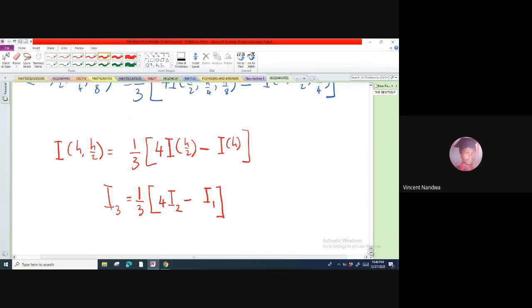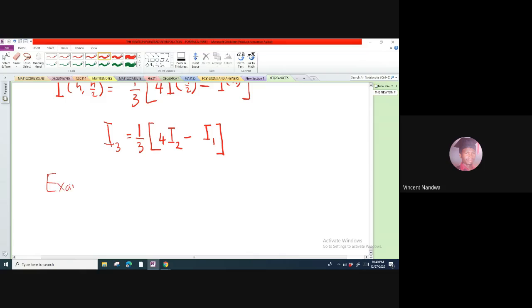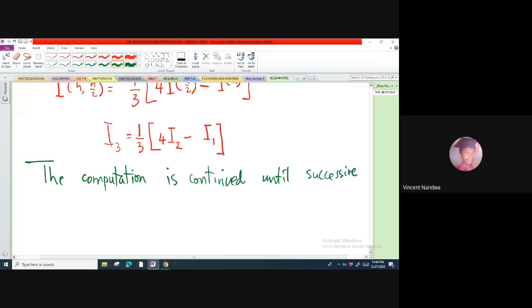Now we'll do an example to illustrate this. But maybe before we give an example, let's note the NB: the computation is continued until successive values are closer to each other.